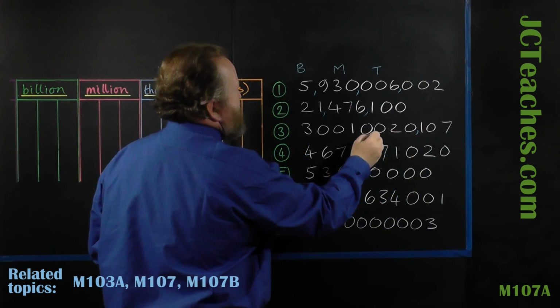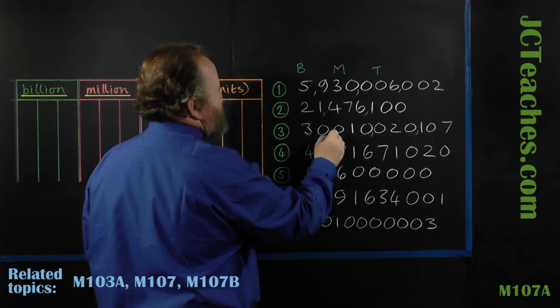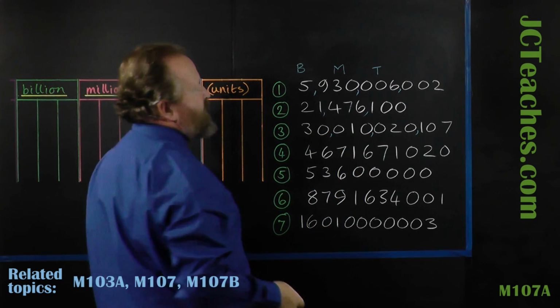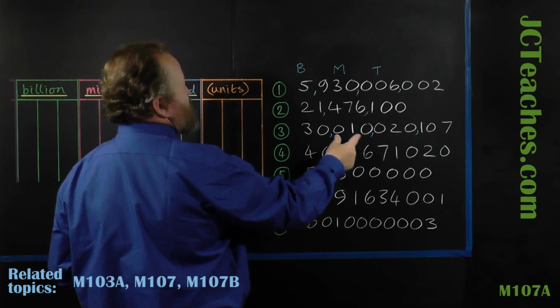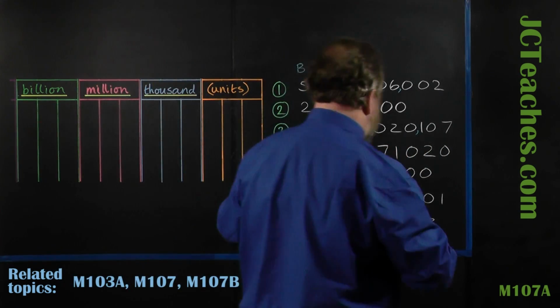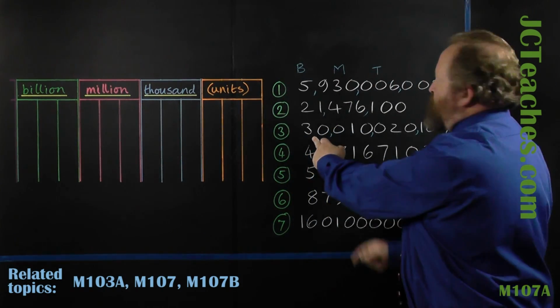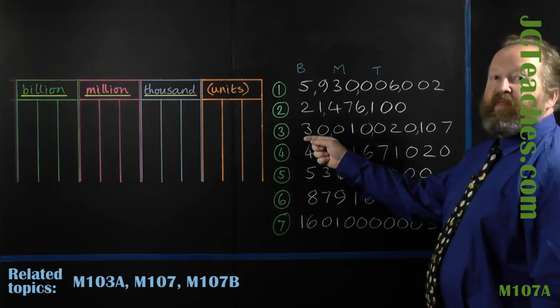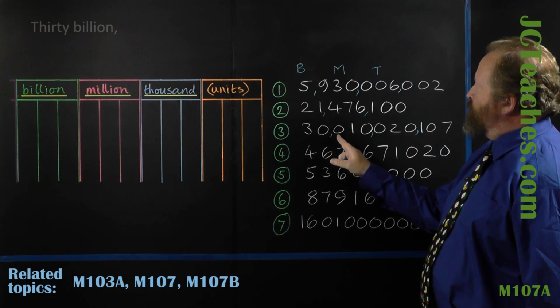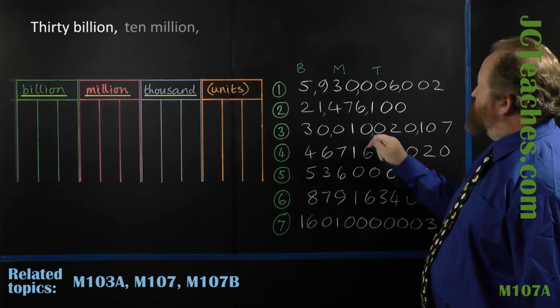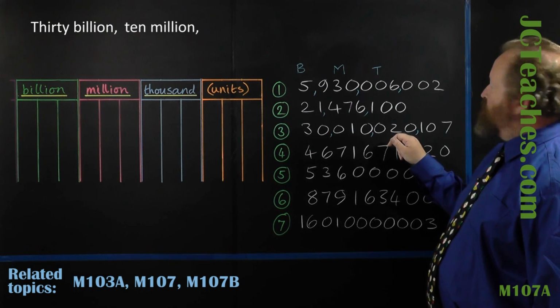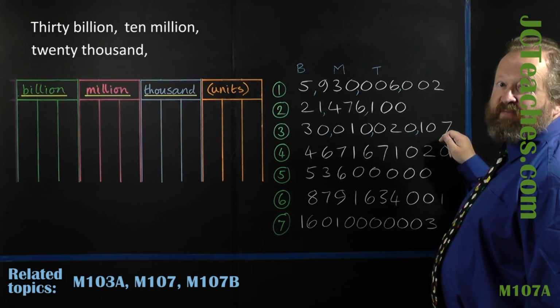The next one. Split it up again from that end. 3 digits, 3 digits, 3 digits. Okay, we've got our hundreds, tens and units. We've got our thousands, millions, billions. We've got as far as billions. So 30 billion, 10 million, 20,107.